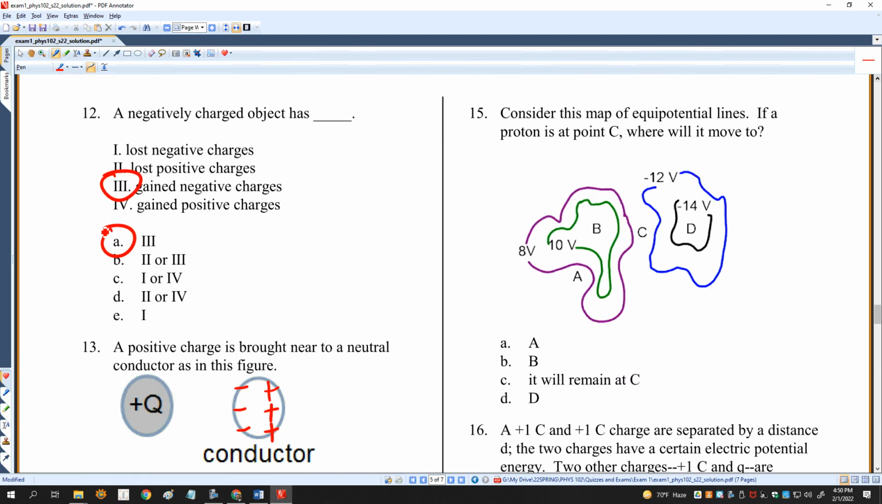Okay, where will it move to? If a proton is at C, where will it move to? So remember, protons tend to move from high to low. They'll tend to move in that direction. So here I'm at about 8 volts. I want to move lower. That means I'm going to move towards D.